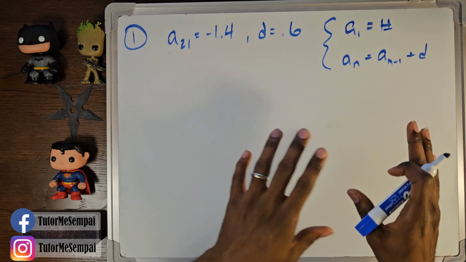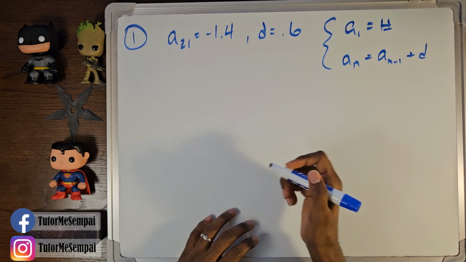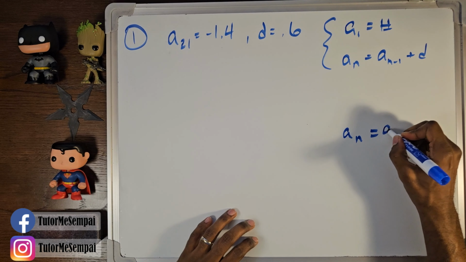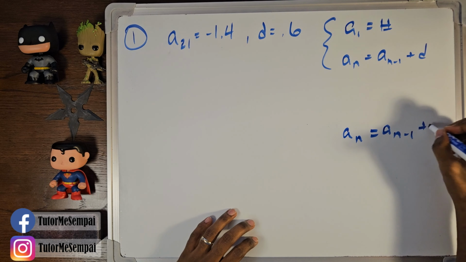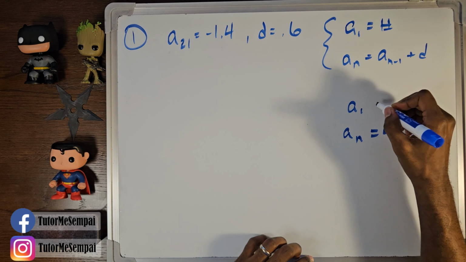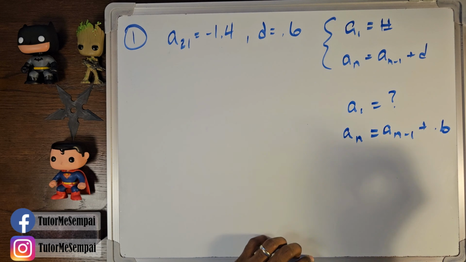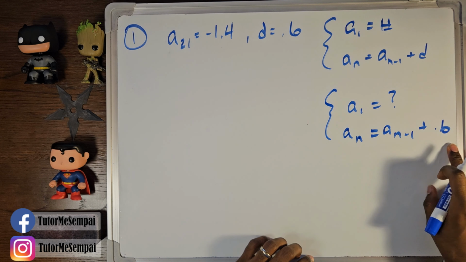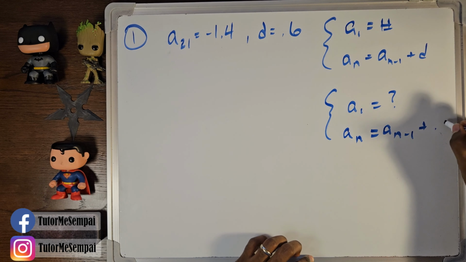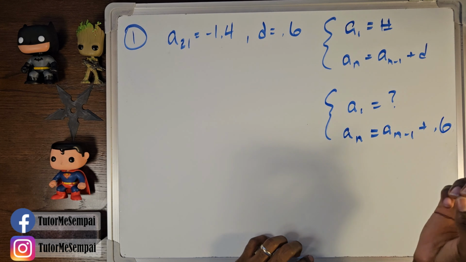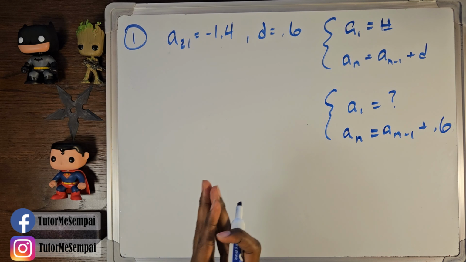Well, good news is we already have most of this. If we were to try to write this, we already know that our a sub n equals a sub n minus 1 plus our d, which is 0.6. But what we don't know is what does our a sub 1 equal? We don't know what a sub 1 is. We know this part, this is 0.6, this looks like a b here, 0.6, but we don't know what a sub 1 is. So we want to really find what a sub 1 is.